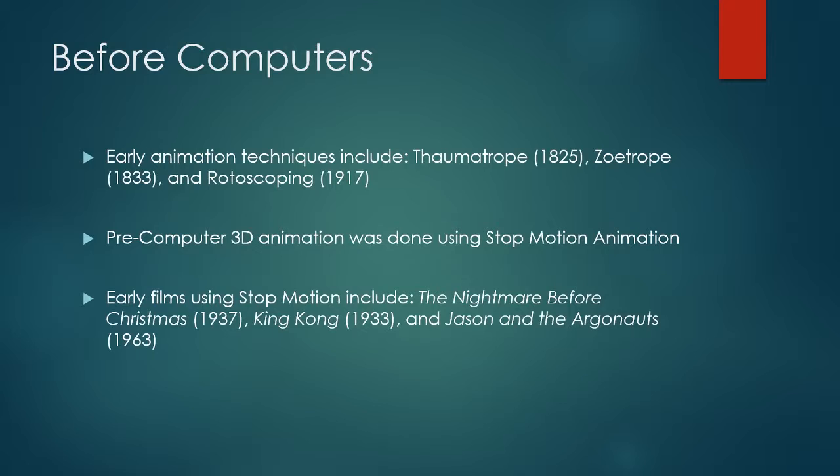Before computers were invented, 3D animation was done using stop motion only. Stop motion is a process where the animator takes a photograph of a physical model, either sculpted or built, then moves it slightly, takes another photograph, and continues to repeat this process until the scene they wish to develop has been completed. These photographs are then compiled together and turned into a video. Some of the most famous stop motion movies include The Nightmare Before Christmas and the original King Kong.